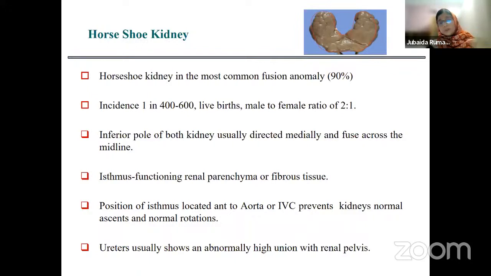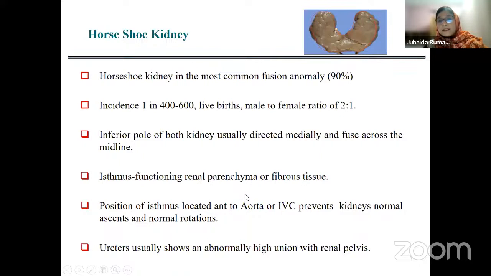So at the fourth week of development, when the renal flexion, renal rotation has started, and the renal ascent occurs, at that time, if there is any abnormality, like the metanephric blastema being in close apposed position, and if there is absence of the renal capsule, both kidneys are joined together and form the isthmus.